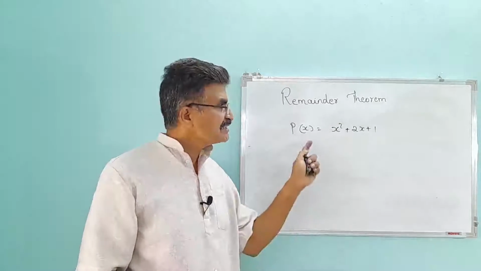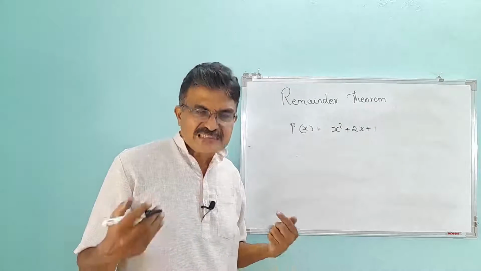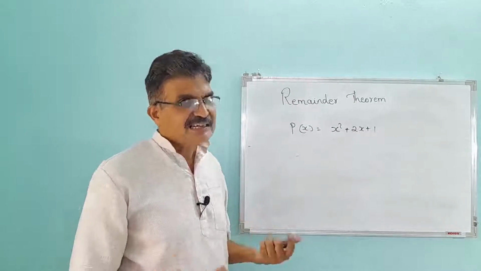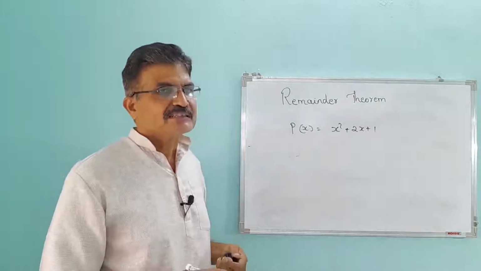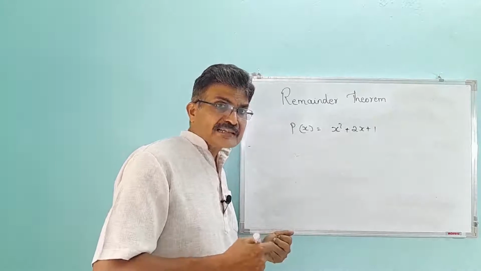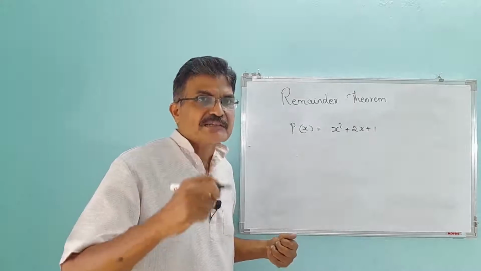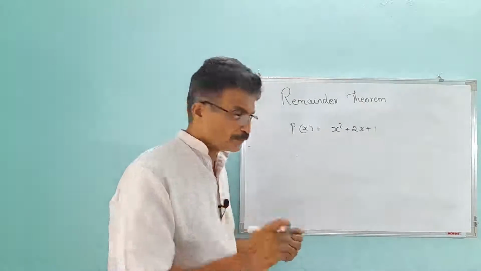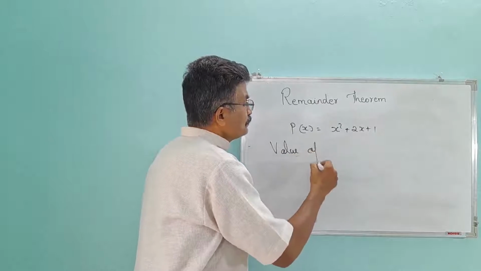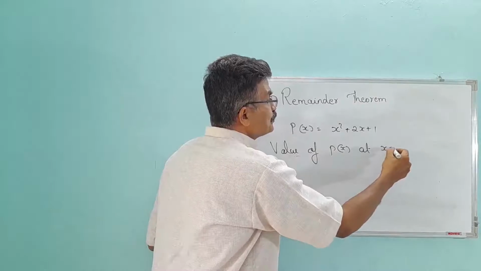x here represents the variable. Don't misunderstand that you must always use the letter x. By convention, I use x. You can use y or whatever. Then, our aim is to find the value of this polynomial for a particular value of the variable, that is for x is equal to 1. That is, value of p(x) at x is equal to 1.